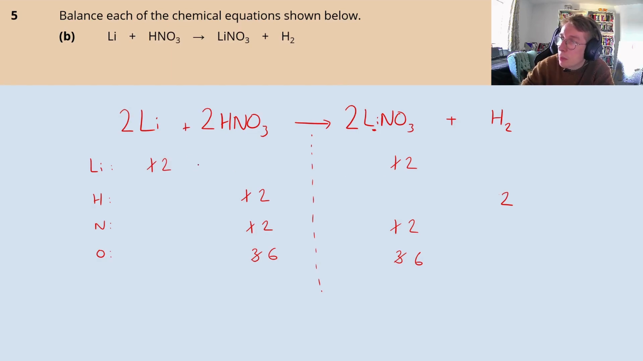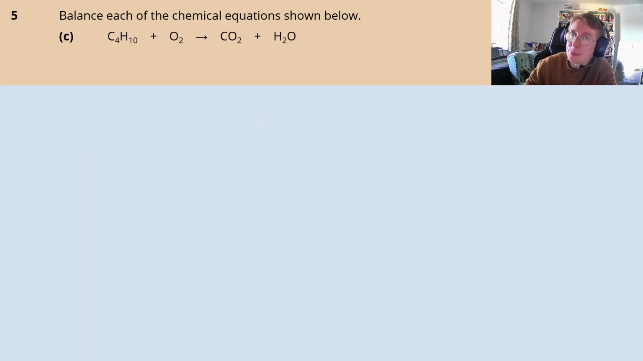And now if we compare the numbers for each of these elements, lithium 2 and 2, hydrogen 2 and 2, nitrogen 2 and 2, oxygen 6 and 6, this is fully balanced. If you got this as your balanced equation, give yourself a tick. This isn't an easy skill to develop, but it is a really important one. So if you are getting it, really well done. Okay. Finally then, we move on to 5C.